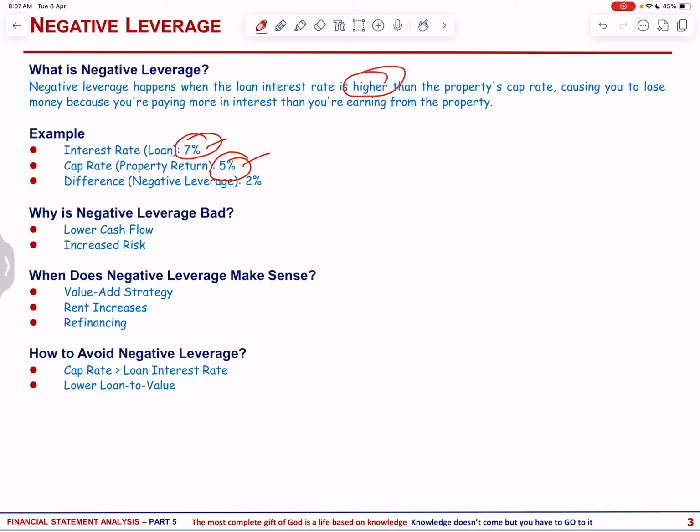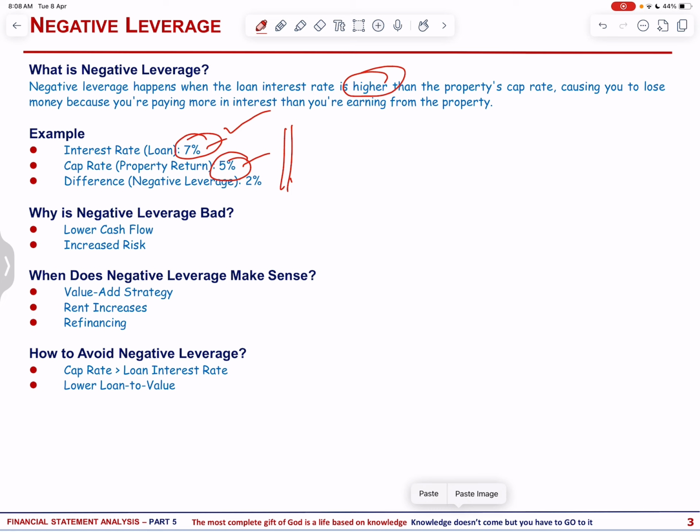So, in this given scenario, every dollar that you are going to borrow to finance the property is costing you more in interest than you are generating from the property's income. And this means your cash on cash return, how much you earn compared to your actual cash investment, is going to be lower because the money you are borrowing is essentially working against you.